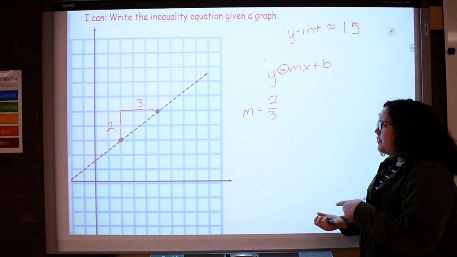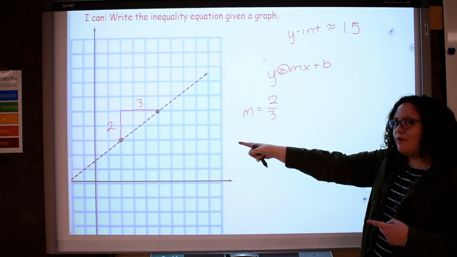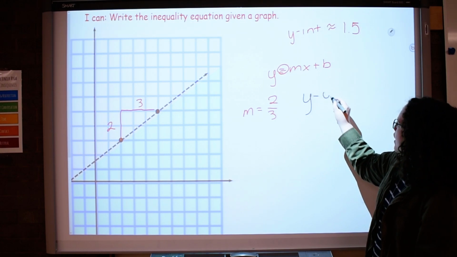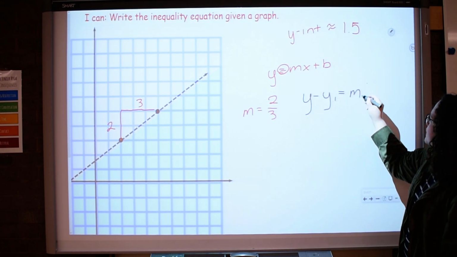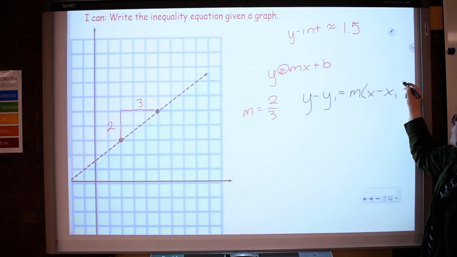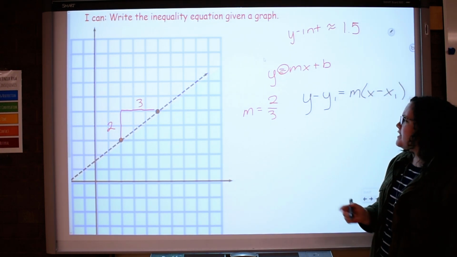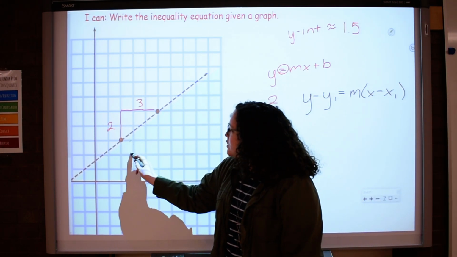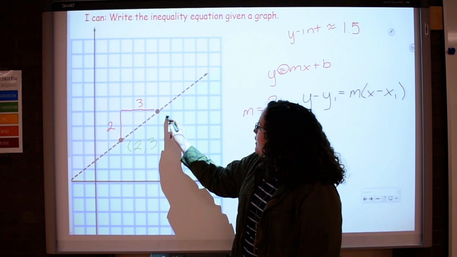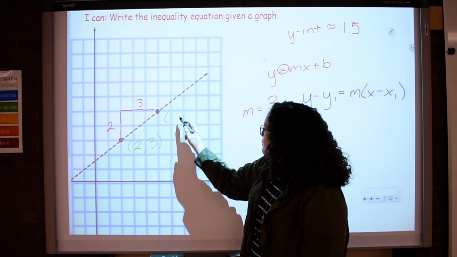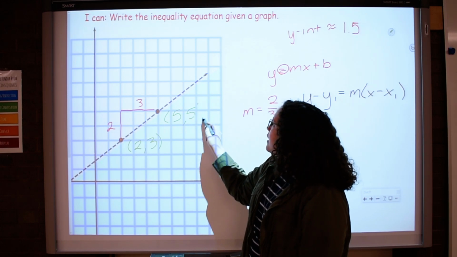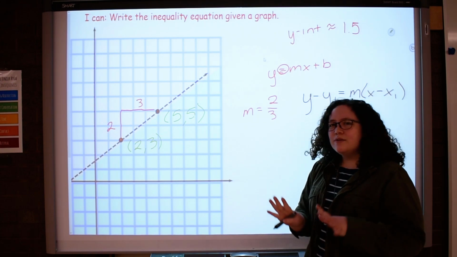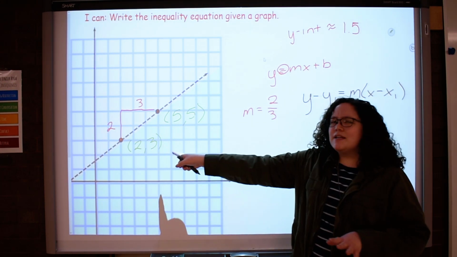I've got a slope, I've got some points. Hey, we know a form for that. Don't we have point-slope form? Point-slope form is y - y1 = m(x - x1). I think we can work with this, because we've got a slope and a point we can use. Let's see what we have to pick between. This one is (2, 3). This one is (5, 5). And remember, for this point, you always want to use positive numbers if you can, and try to use the simpler numbers. So I'm going to pick (2, 3) because it's smaller.